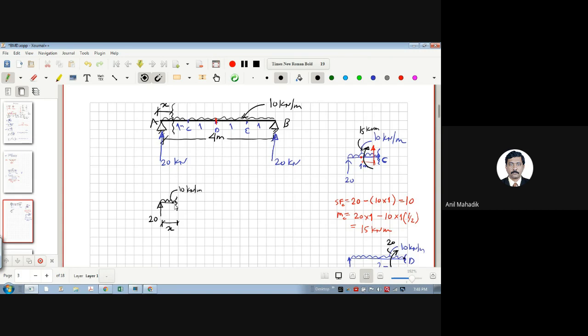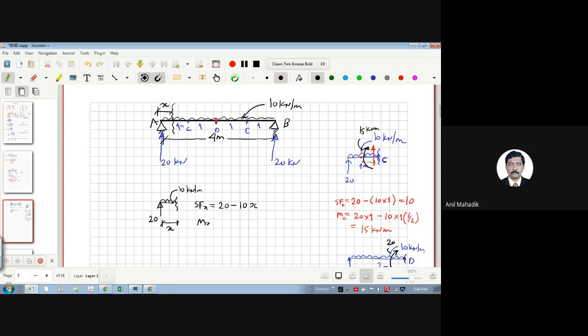Now what is the shear force value at this point and the moment value at that point? So what will be the value of shear force, SF at section x? 20 minus 10 into x. Yes, sir. Okay, so this will be my shear force at x.